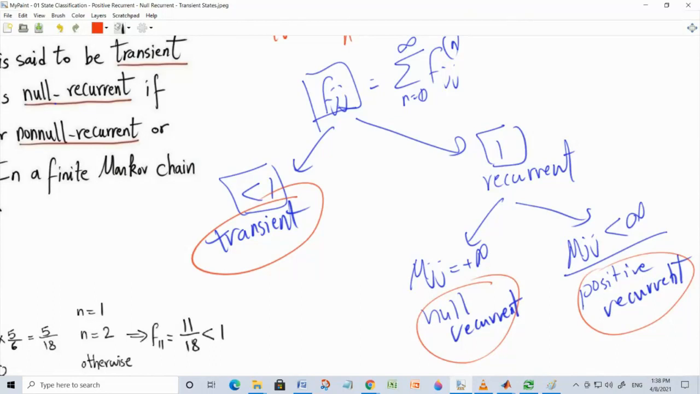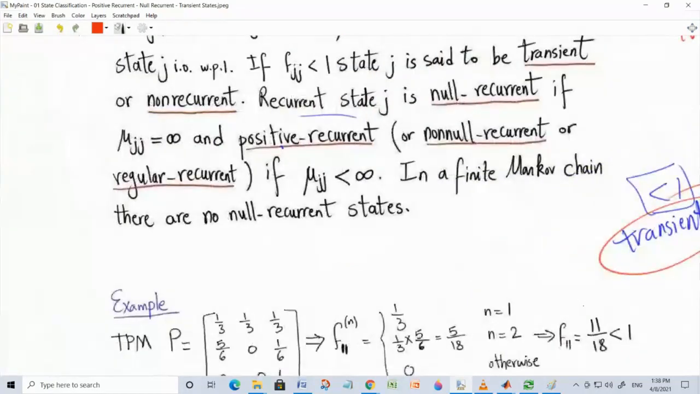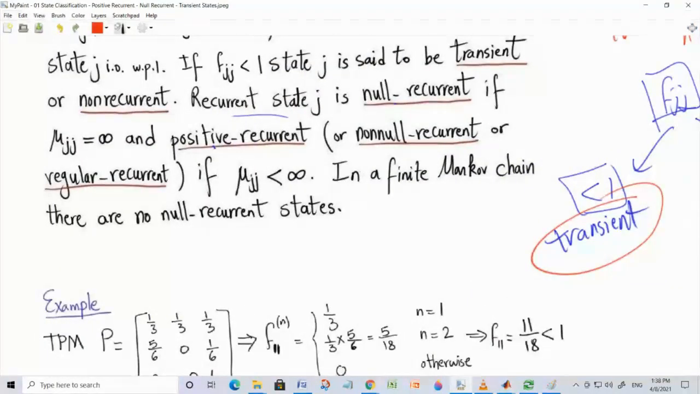The state in a homogeneous discrete time Markov chain can be transient, with fjj strictly less than 1. It can be null-recurrent, which means that fjj is exactly equal to 1, but the first moment of the recurrence time, or the mean recurrence time, is exactly equal to plus infinity. And if fjj is equal to 1 and the mean recurrence time is a finite number, then our state is positive recurrent.